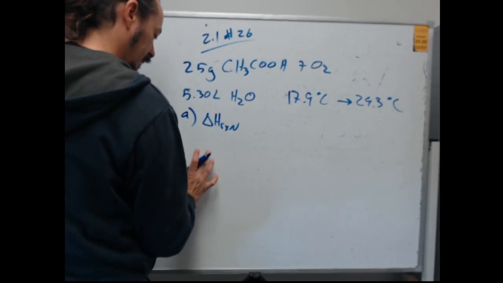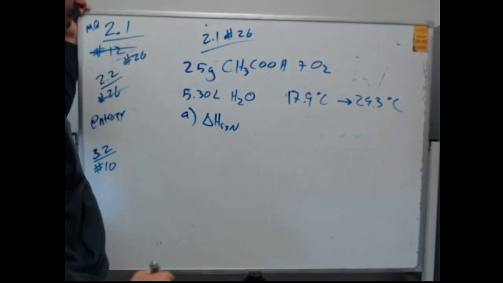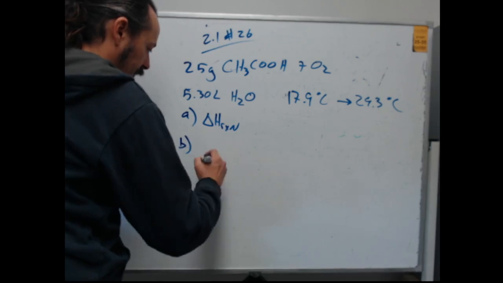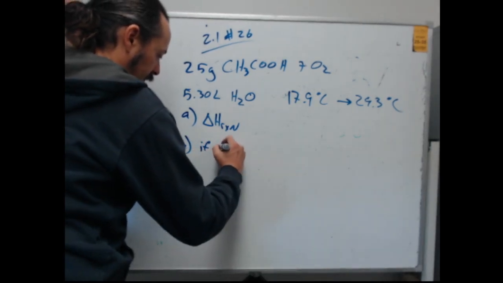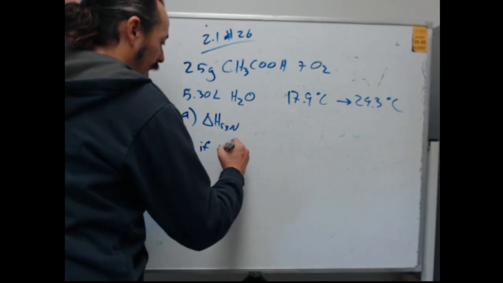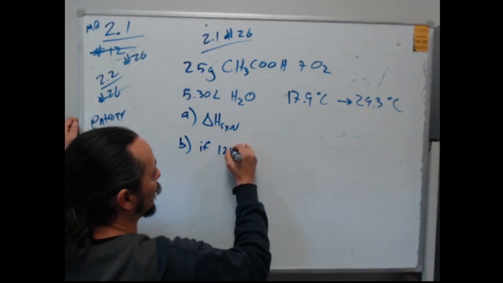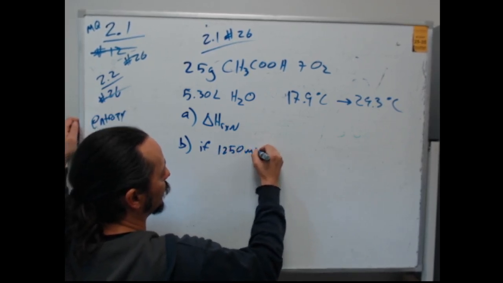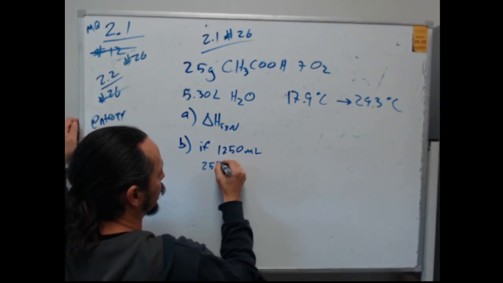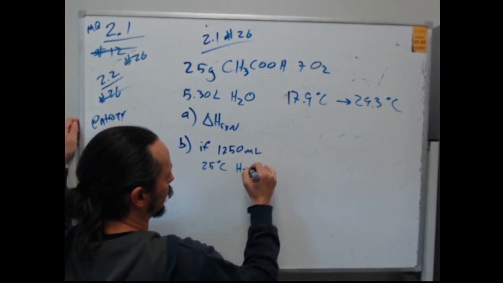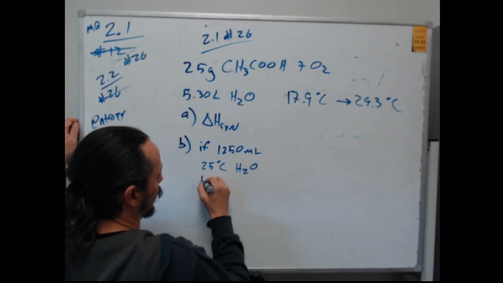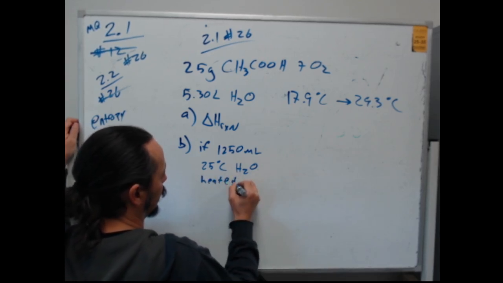And then part B says to determine the final temperature if 1,250 milliliters of 25 degrees Celsius water, wait, 250 milliliters of 25 degrees Celsius water is heated by combusting 4.9 grams of acetic acid.